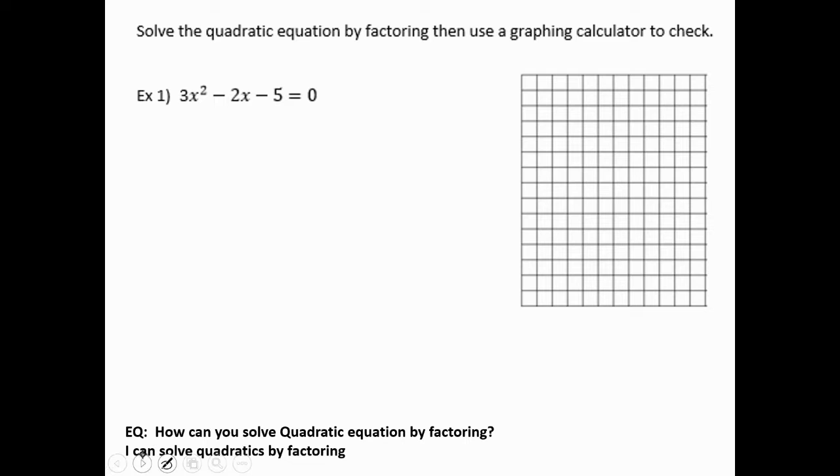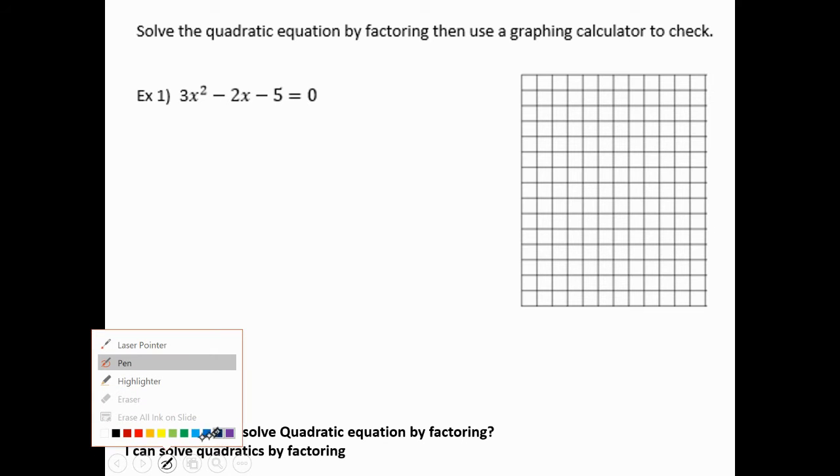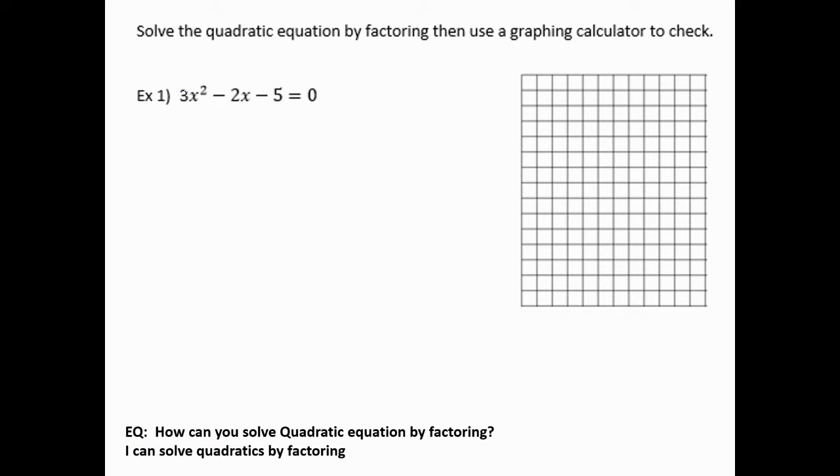All right, so remember your first step is always to multiply that first term times that last term to get the top of our X. So we're going to do 3 times -5, so we get -15. And then the middle is going to go on the bottom. So we want all factors of 15. So we want 1 and 15, and 3 and 5.